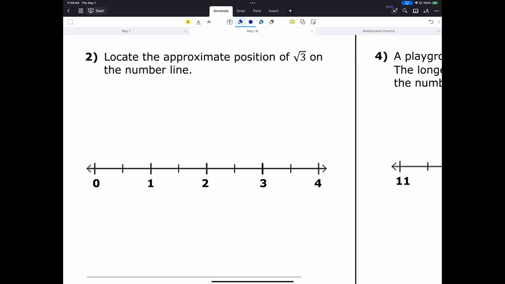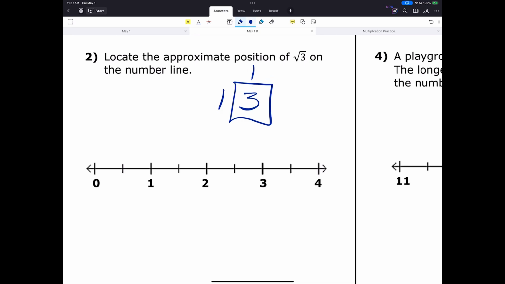Let's look at the approximated position of the square root of 3 on the number line. Same thing. We have a square, just to help you understand what it is. The square root would be nothing more than the side length of a square. Well, I know that 1 times 1 gives me 3. What? No, it doesn't. 1 times 1 gives me 1.